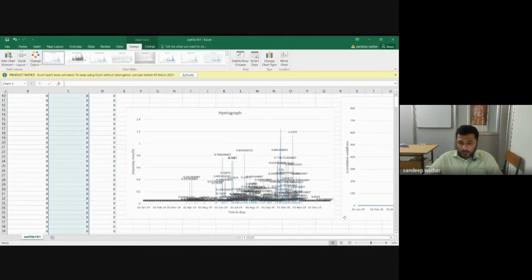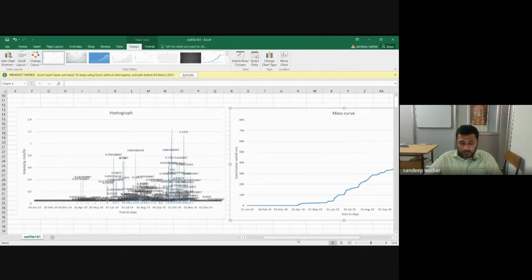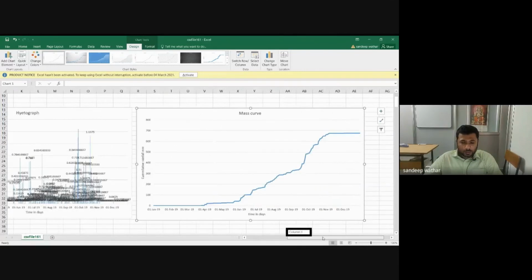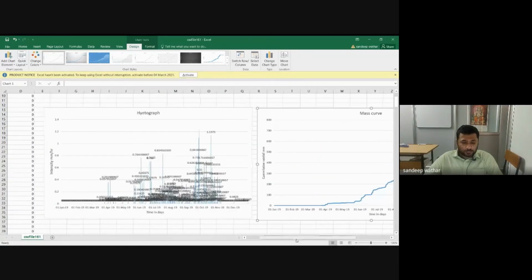Okay, as I can't draw these graphs manually, I tried to draw them in an Excel sheet. So this is what I could do at best. This is your masker, this is your hydrograph. Do you have any doubt?